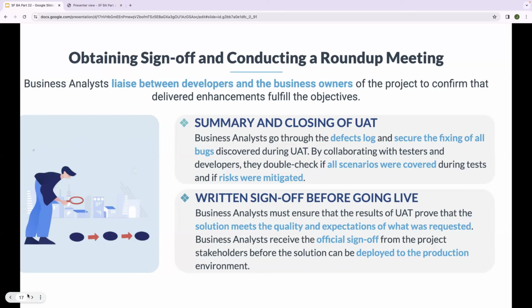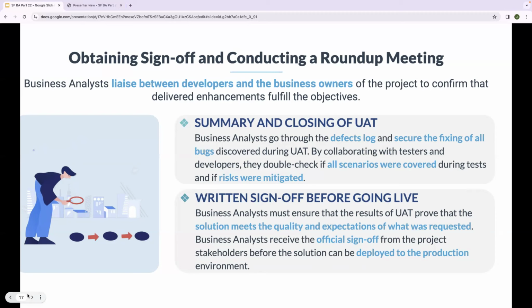Business analysts go through the defect log and secure the fixing of all bugs discovered during UAT. By collaborating with the testers and developers, they double check if all scenarios were covered during test and if risks were mitigated. Writing sign off before going live.